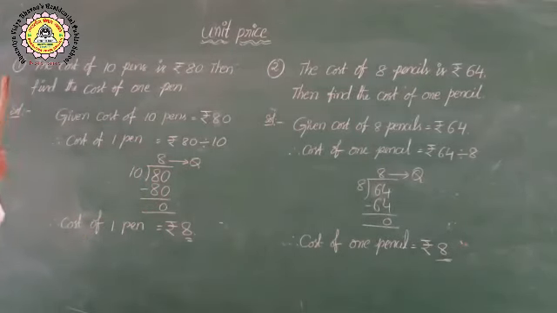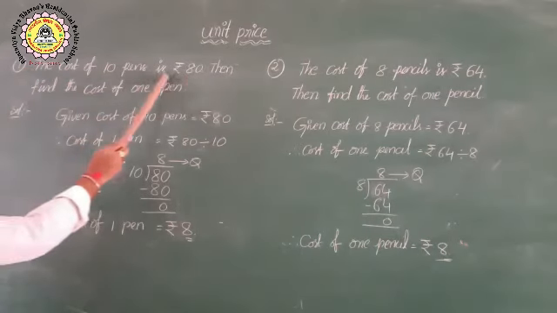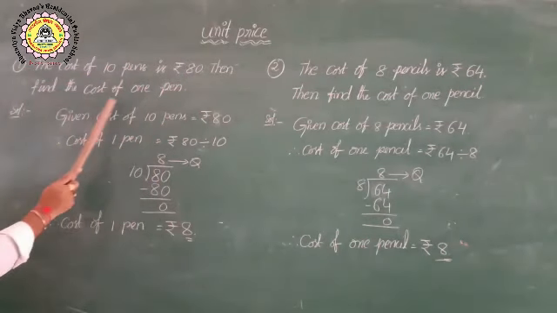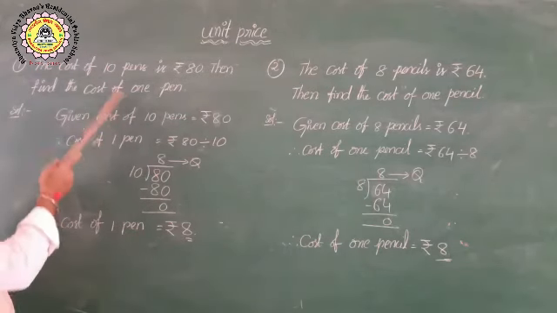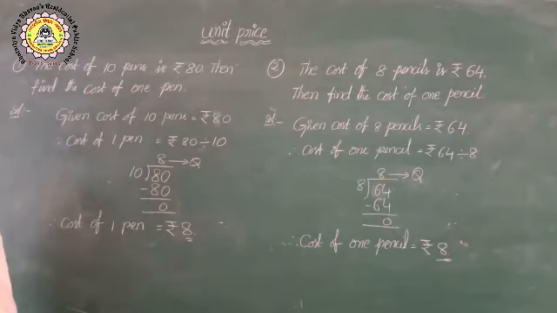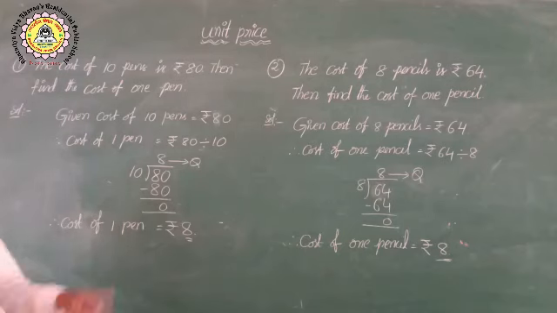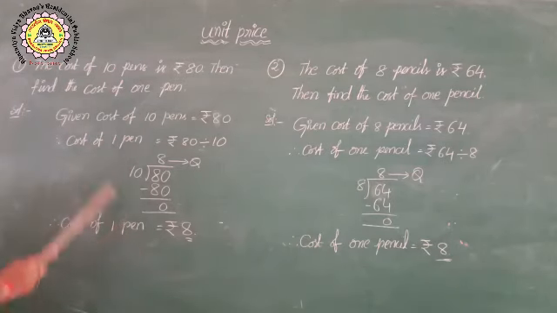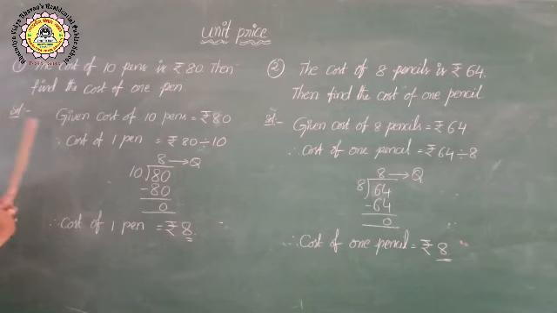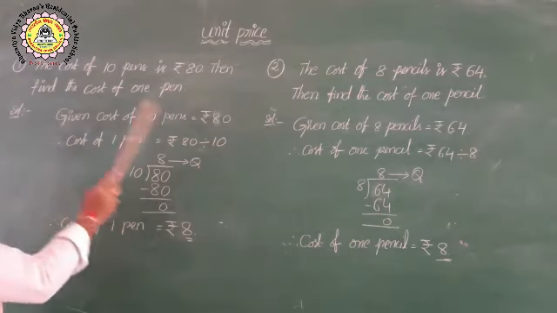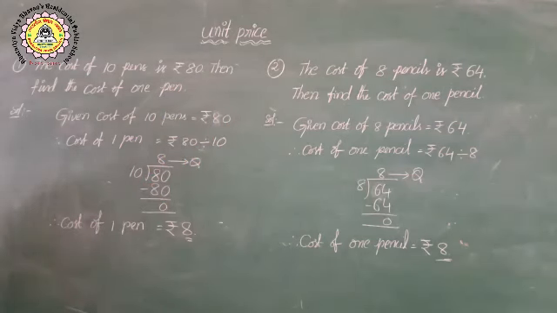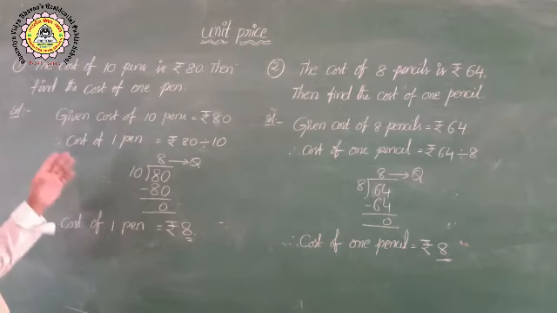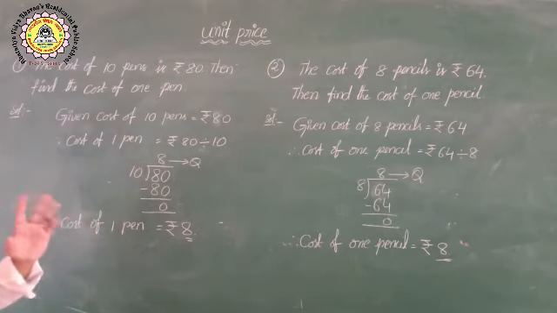Okay. See the first question. The cost of 10 pens is rupees 80. Then find the cost of 1 pen. See here, what is the data given to us? 10 pens cost is given. Asked to find only 1 pen cost. Okay, so write its solution. Given cost of 10 pens, how much? Rupees 80. Understand? What to find here? Only 1 pen cost we have to find.